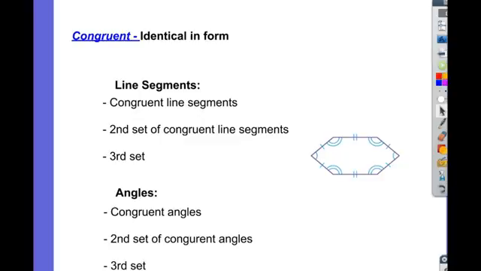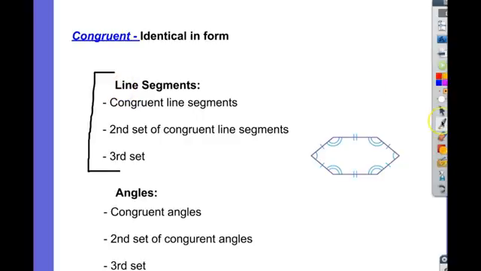So when I'm talking about identical in form, I could be talking about their sides. Do they have identical lengths in their sides? Or I could be talking about angles. Do they have identical angles? Are all the angles the same? So if we look here, I could have congruent line segments. Congruent line segments means that the length of the line is the same or different. But how do we determine that?